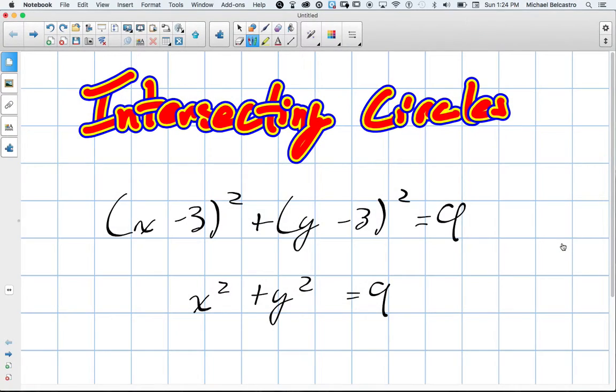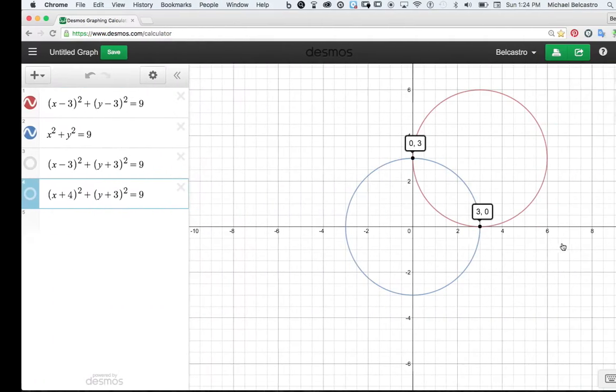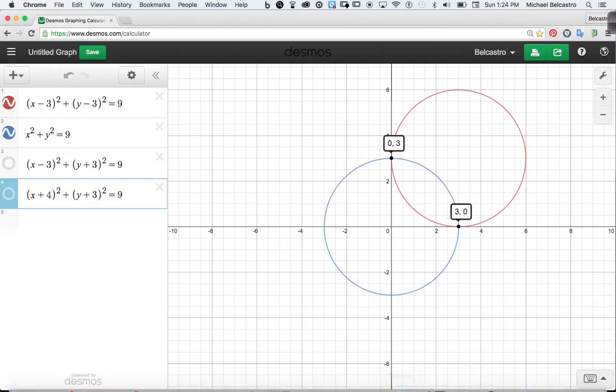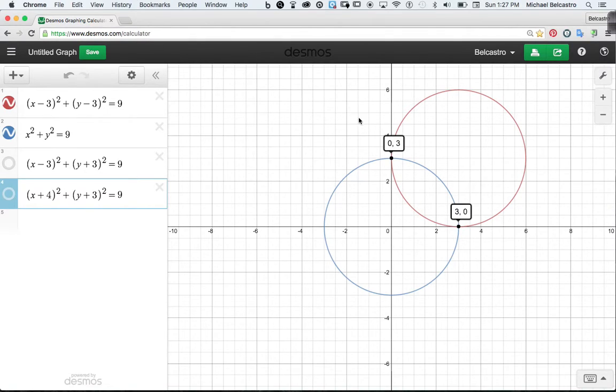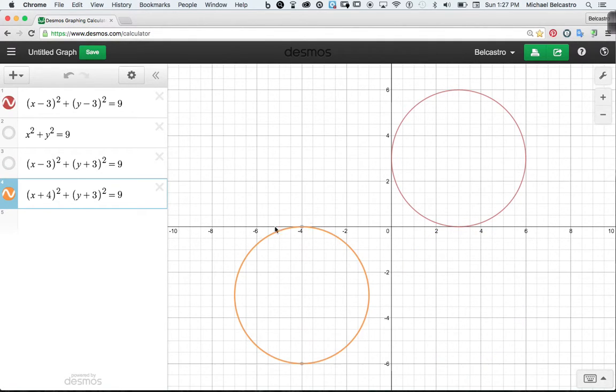I'll put on a graphing calculator. Here are some of the options we could have. So one of the options you can have is intersections between two spots here. So these circles intersect at two different spots. There's the other option where circles have just one point of intersection between them, and then circles that have none.